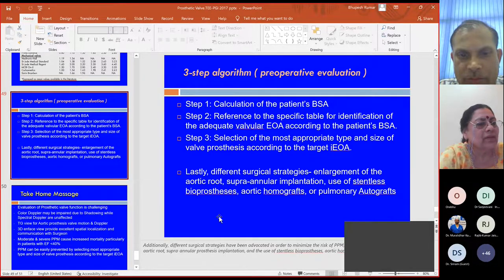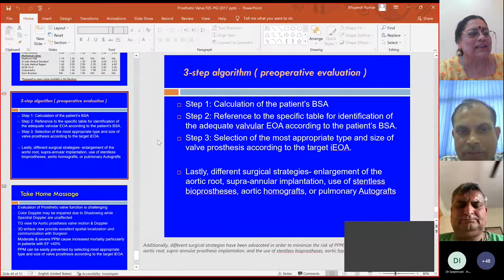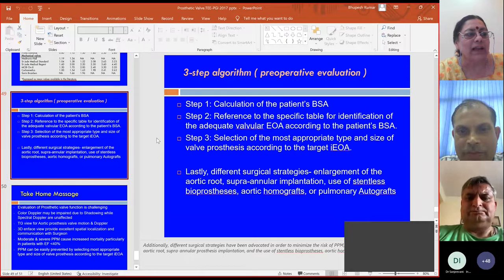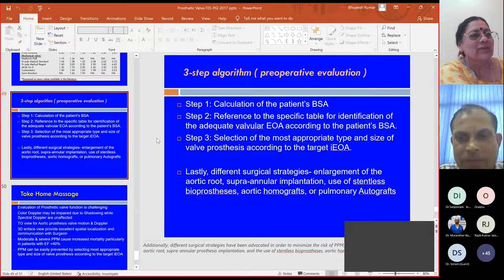The important thing is to plan. The desired effective orifice area to avoid PPM should be calculated before surgery, by multiplying the patient's body surface area with 0.85 centimeter square. Then the size and make of the prosthesis that would provide the desired value is selected based on published data by different valve manufacturers. So one has to plan beforehand.